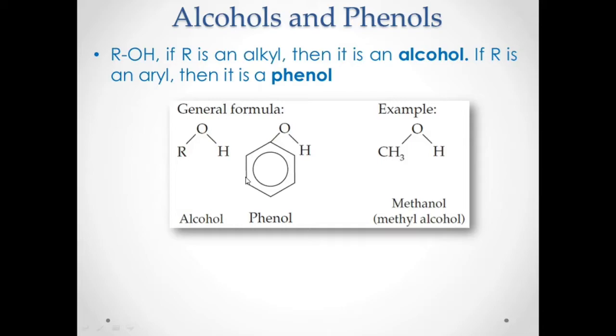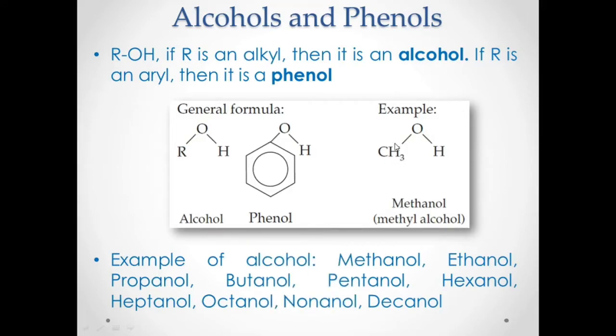So as you can see, you have ROH for an alcohol, then you have your phenol. This is an aryl, which is a benzene, and attached to it is an OH, therefore that is a phenol. An example of alcohol is methyl alcohol, because this is an alkyl, a methyl, and that is an alcohol. The functional group for alcohol is OH. The common name is methyl alcohol, while the IUPAC name is methanol. We will learn more about naming alcohols later.